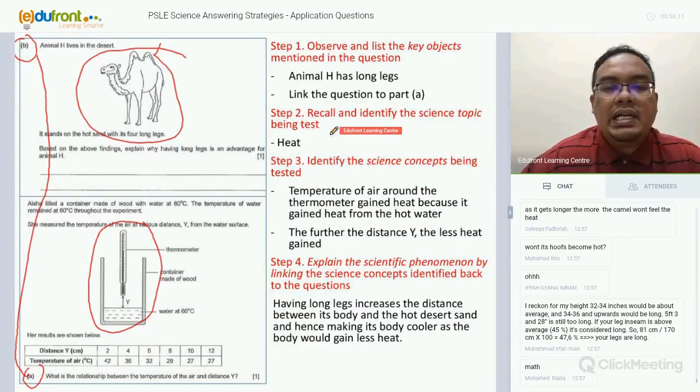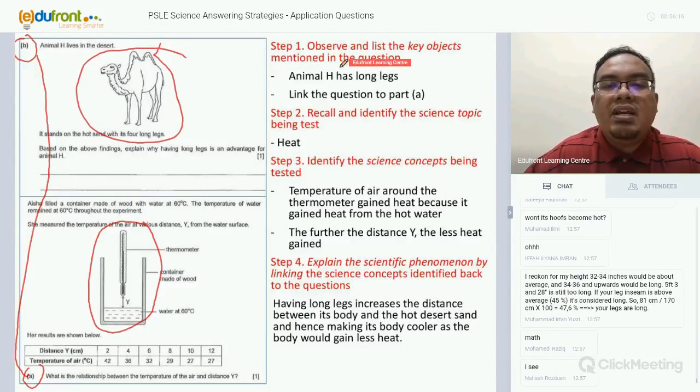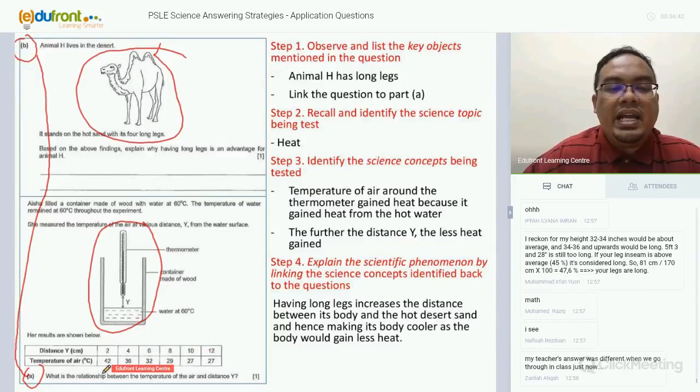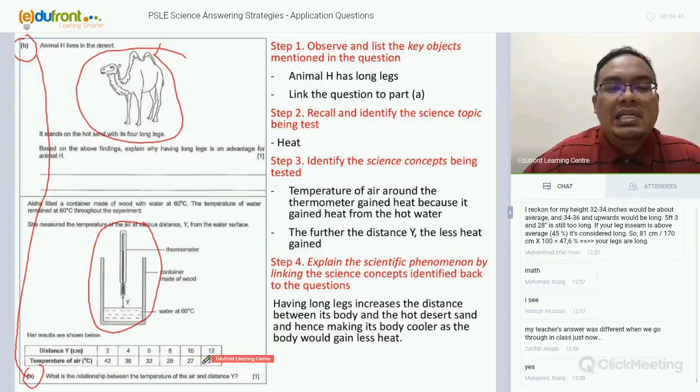So let's go back to the steps. Step number 1, observe and list the key objects. You know that animal H has long legs. Link the question to part A. You need to link. Then step number 3, recall and identify the science concept, which is heat. The temperature of air around the thermometer gains heat. Why? Because it gained heat from the hot water. And the further the distance y, the lesser heat is gained, that's why the temperature is lesser.